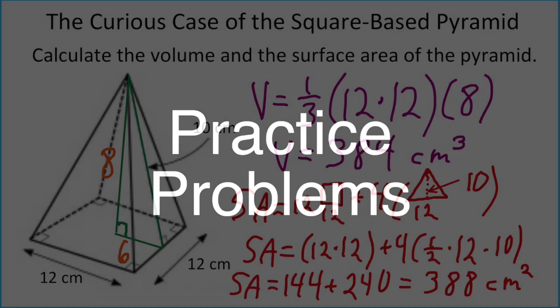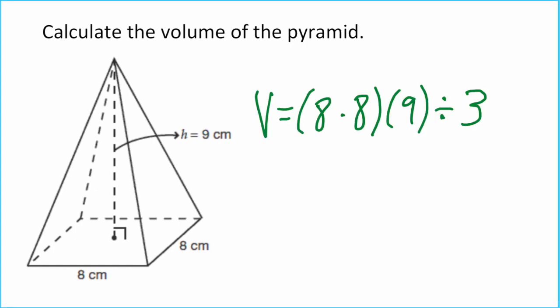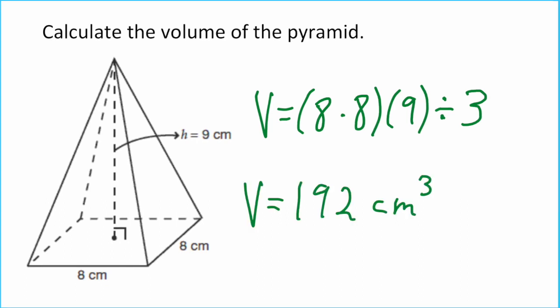Time for practice problems. So when you see the problem, go ahead and pause the video. And here's your first one. So our answer here is the volume is equal to our base area of 8 times 8 times the height of 9 divided by 3. And that simplifies to 192 cubic centimeters.